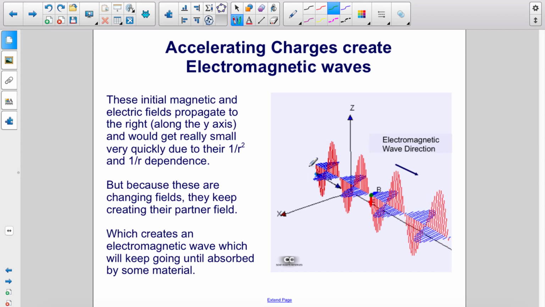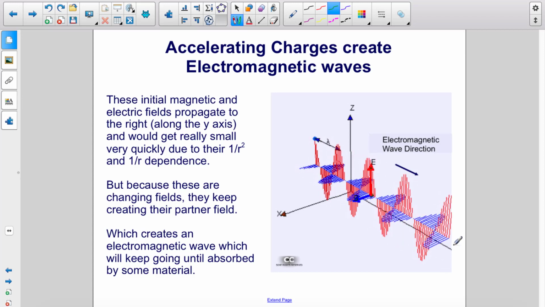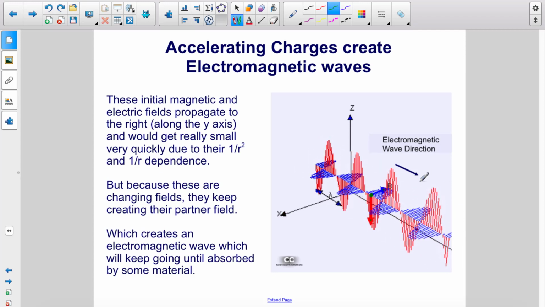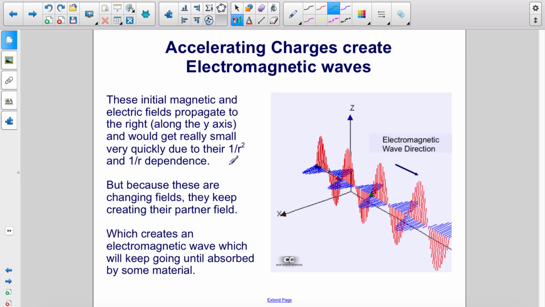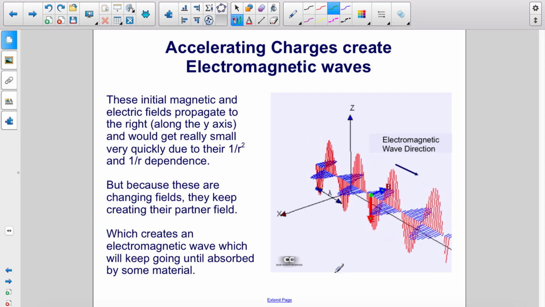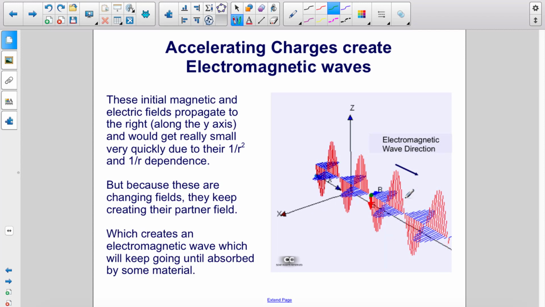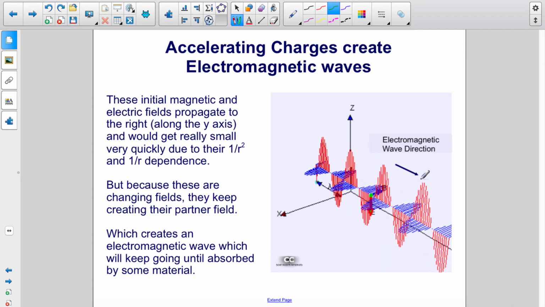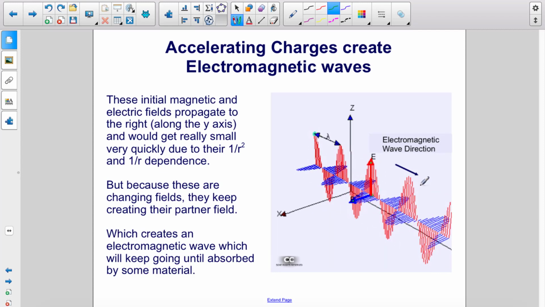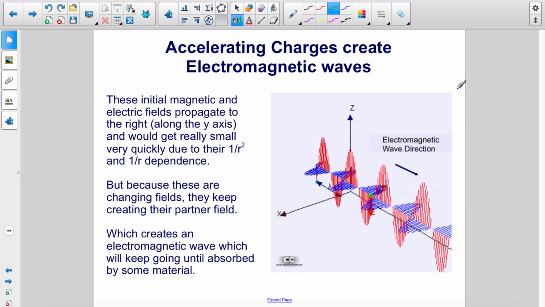These initial magnetic and electric fields propagate to the right along the y-axis and would get really small very quickly due to their 1 over r squared and 1 over r dependence. But because these are changing fields, they keep creating their partner field, which creates an electromagnetic wave which will keep going until absorbed by some material.